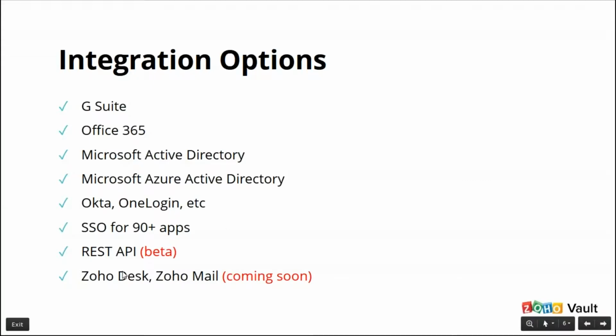And we are also building integration with Zoho Desk and Zoho Mail. Here you will be able to access and view passwords from your help desk. In the mail case, you will be able to view and access passwords from your Zoho mailbox itself. Both these integrations are going to be launched very soon. So these are the integration options available in Zoho Vault.